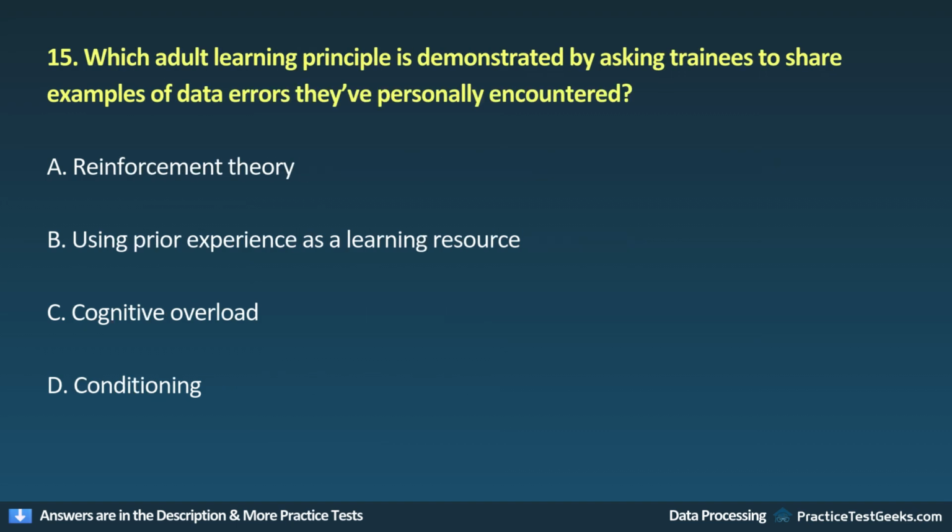15. Which adult learning principle is demonstrated by asking trainees to share examples of data errors they've personally encountered? A. Reinforcement theory. B. Using prior experience as a learning resource. C. Cognitive overload. D. Conditioning.